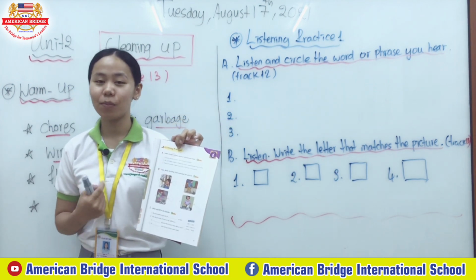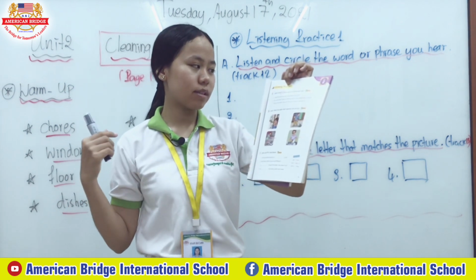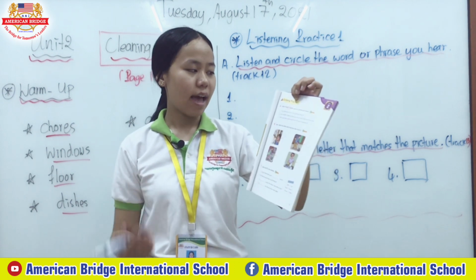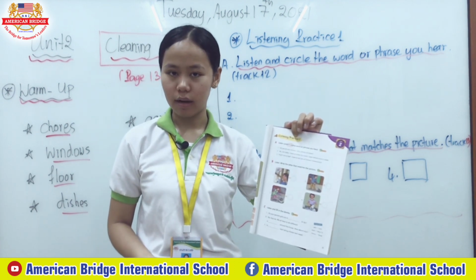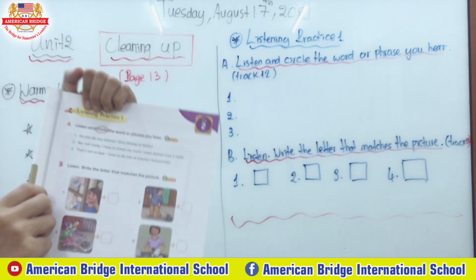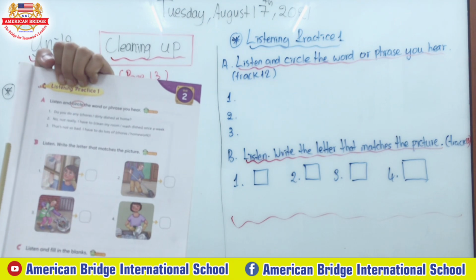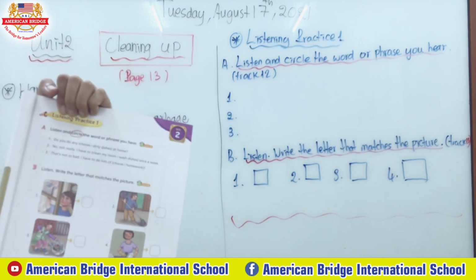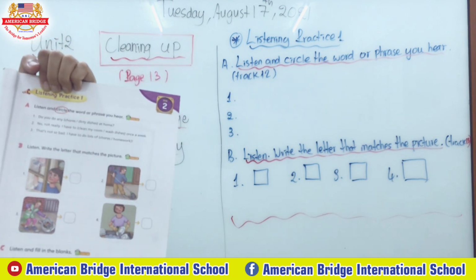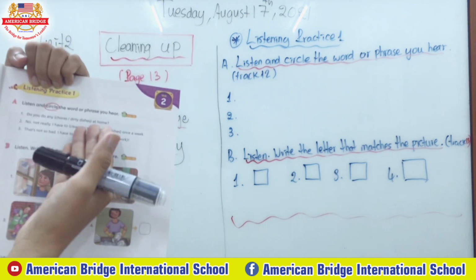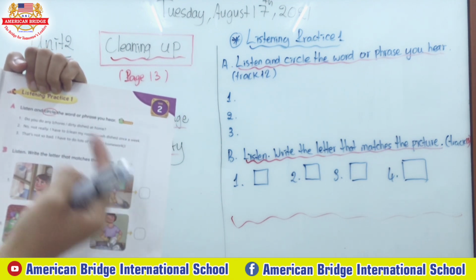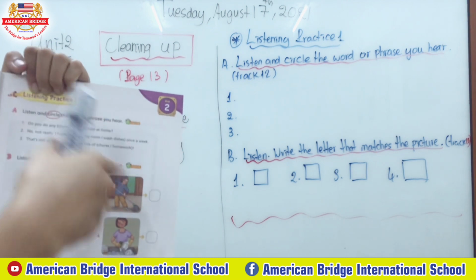You can open your book to page 13 and we will start with listening practice 1, which is listen and circle the word or phrase you hear. Track 12. For this part, it's very easy. You just listen carefully and then you circle the word or phrase that you hear while you're listening. For example, number 1, do you do any chores or dirty dishes at home? Which word or phrase do you hear? If you hear the word dirty dishes, you circle that one.